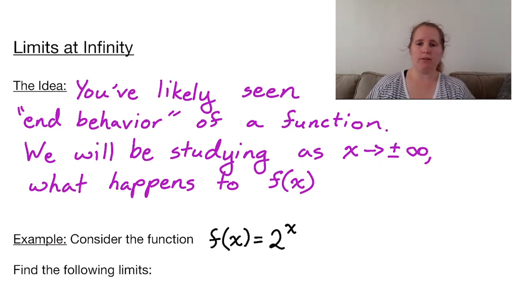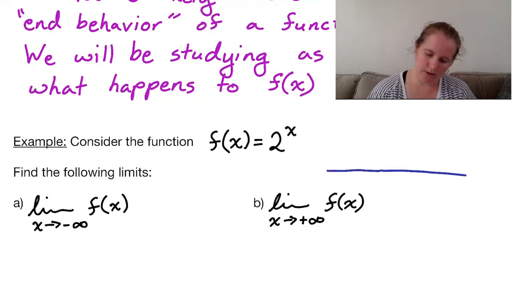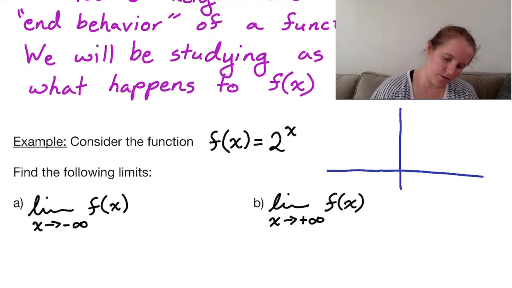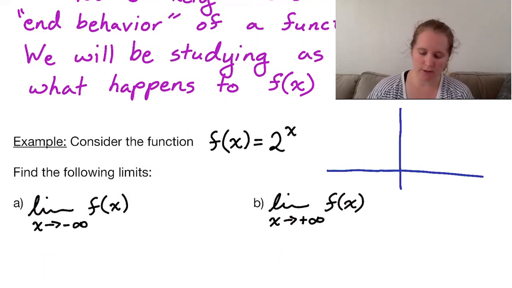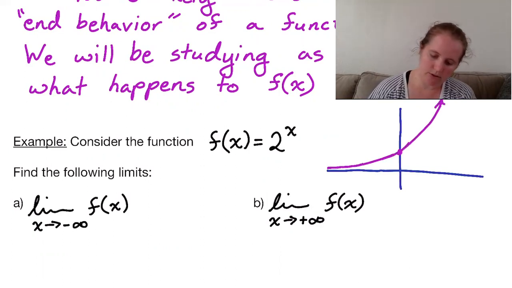So for example, let's consider the function f of x equals 2 to the x. So if we graph f of x equals 2 to the x, 2 to the x is always positive. For negative exponents, that becomes a fraction and the denominator gets larger and larger as we go more negative. We approach the x-axis. When x is 0, the function is 1. And then as x gets large, the function grows on forever.